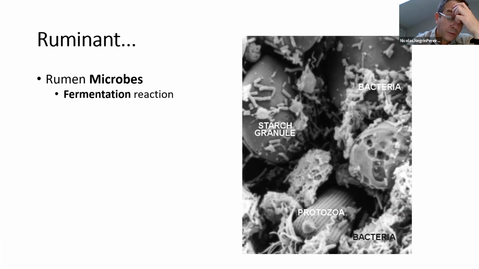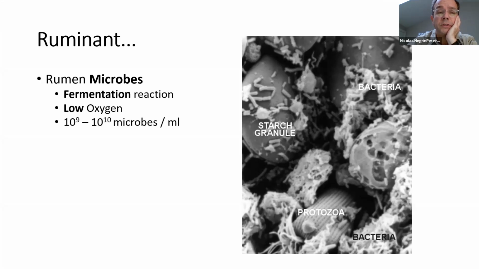So of course, microbes will be developing a fermentation reaction of a feed. It is an environment characterized by being of low oxygen, anaerobic. To have an idea, it varies a lot, but the concentration of microbes we will find in the ruminal fluid varies between 10 billion to 10 to the 10th microbes per ml, right?